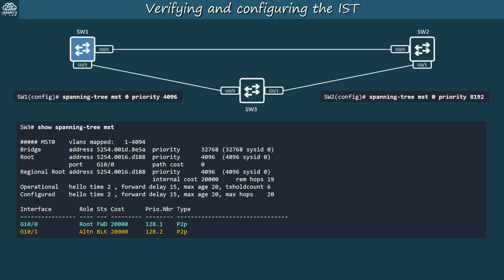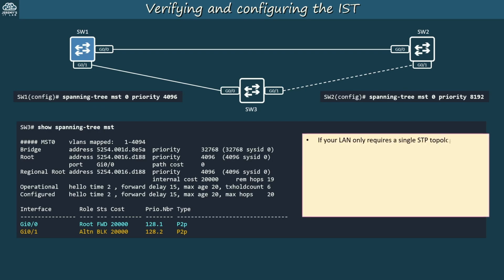Take a look at its interfaces. G0/0 is switch 3's root port for this instance, and G0/1 is an alternate port. So that means the link between switch 3 and switch 2 is effectively disabled, preventing loops. Because all VLANs are assigned to MSTI0, the link is disabled for all VLANs. In some cases, this might actually be desirable. If your LAN only requires a single STP topology, so the same root bridge for all VLANs, you can use MSTP to allow all VLANs to share a single STP instance, which is MST instance 0.